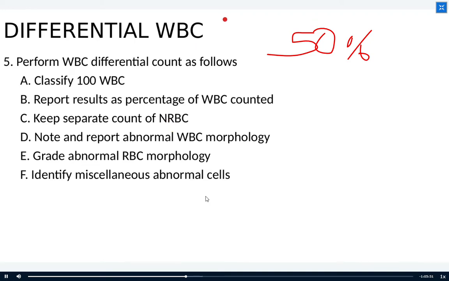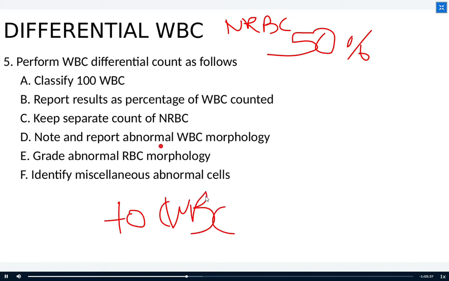So when you see nucleated RBC, your NRBC, you have to make a different count for that because you may have to perform corrections, the WBC corrections. Then if you see any abnormal WBC, you have to report it. Then you have to grade if the RBC morphology is normal. Then identify miscellaneous abnormal cells. Plus, in real practice, these two are really all that you do.